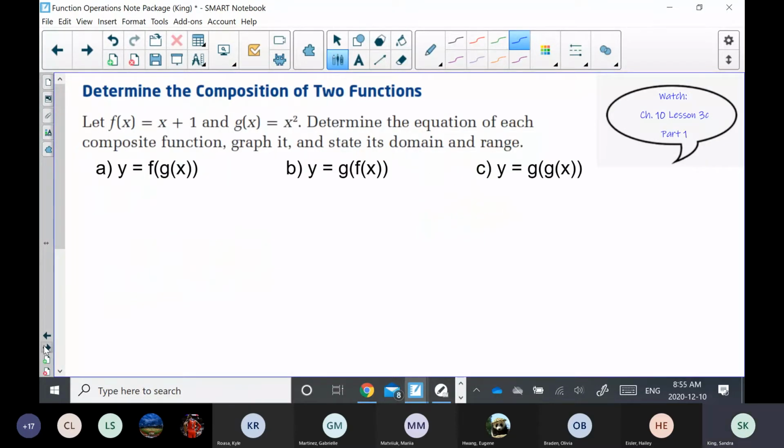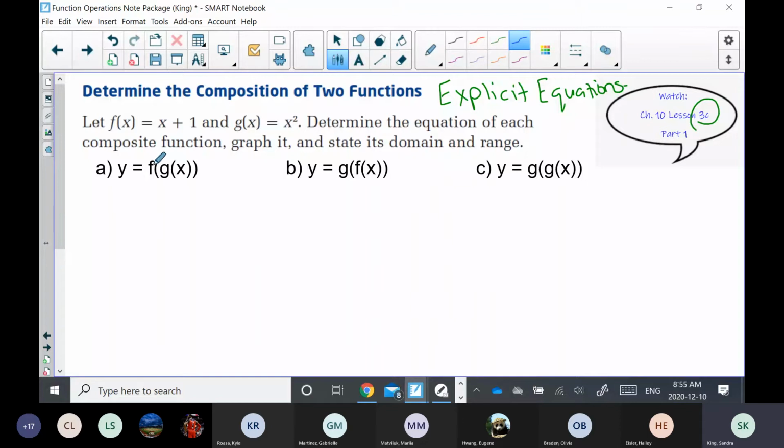Determine the composition of 2 functions. What they want us to do here is we're getting explicit equations. It gives us practice with explicit equations. So let's actually write that down. And if any of you need more review on this, some of you would have watched this last night, but this is podcast lesson 3C part 1.